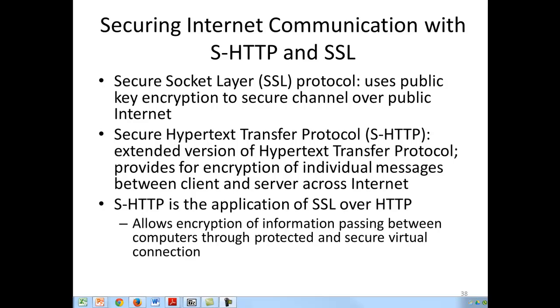So basically, there's a bunch of different opportunities or attempts to make secure communications over the internet. Probably the most familiar is secure socket layering, which basically uses public key encryption to secure channels over the public internet.